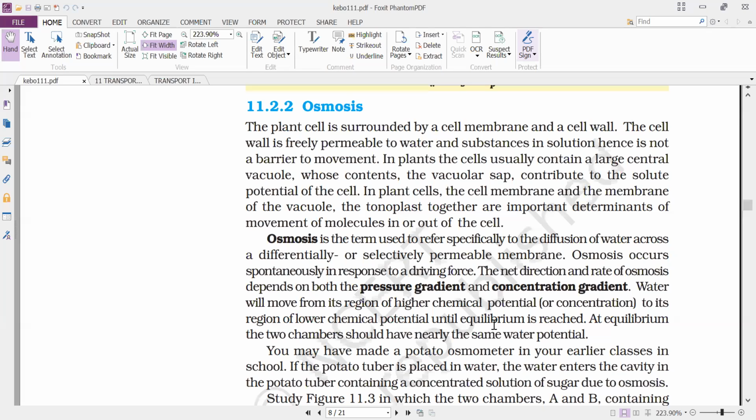Until equilibrium is reached, the movement of water will occur in both directions. Once it reaches equilibrium, water molecules will still move from A to B and B to A, but the net movement is zero. However many molecules of water move to B, the same number of molecules will move from B to A also. That's why we say the net movement will be zero at equilibrium.